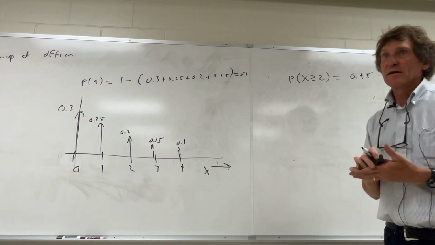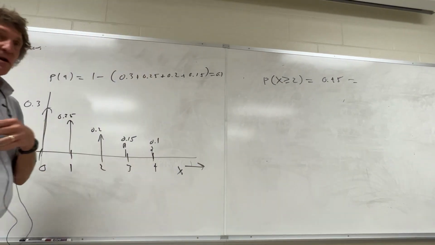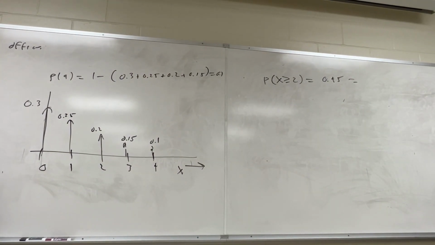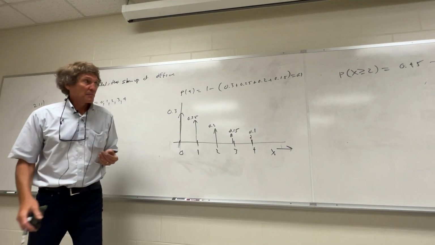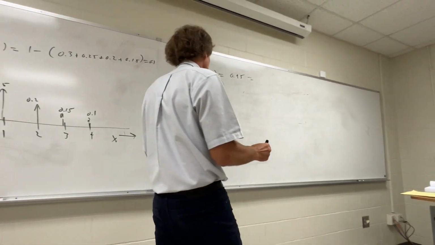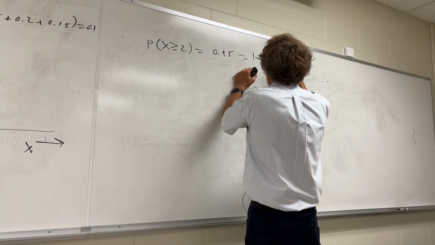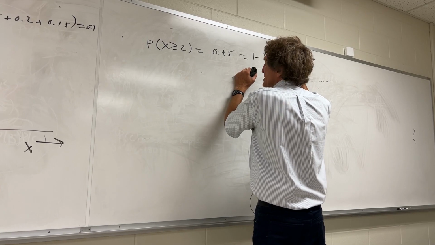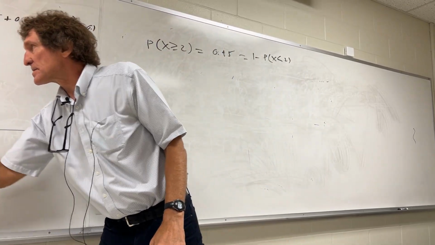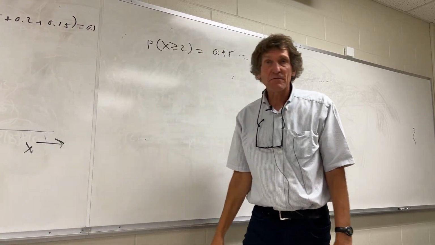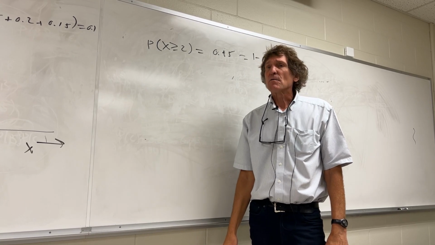Think about, if we sum them all, we better get 1, right? So if I have 1 minus this and this, that'll give me the same thing. Do you agree, class? So it's the same thing as 1 minus the probability that the number of students that show up is less than 2. And that's just 1 minus this, which is 0.55, so it is 0.45. Everybody agree with that? All right, what's next?